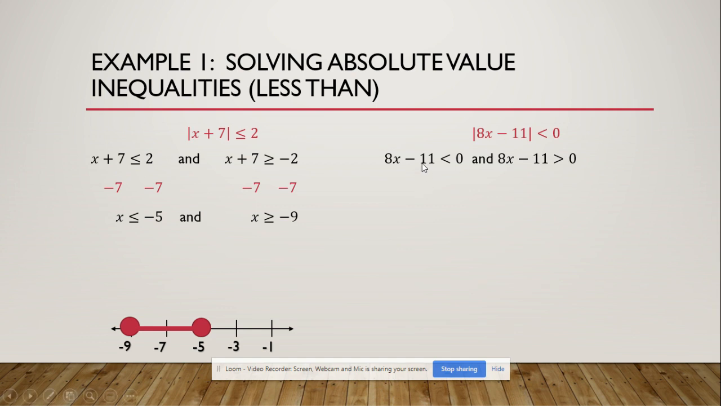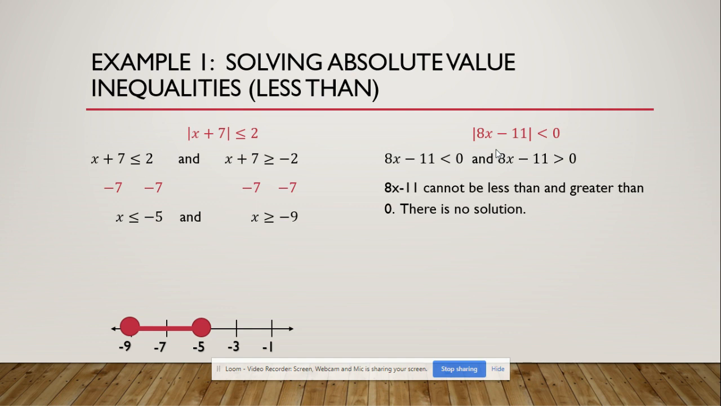But think about what this is saying. This 8x minus 11, whatever number it is, has to be less than 0. But it also has to be greater than 0. So it has to be negative and positive. Well, there's no number that's like that, which means that there is no solution here.